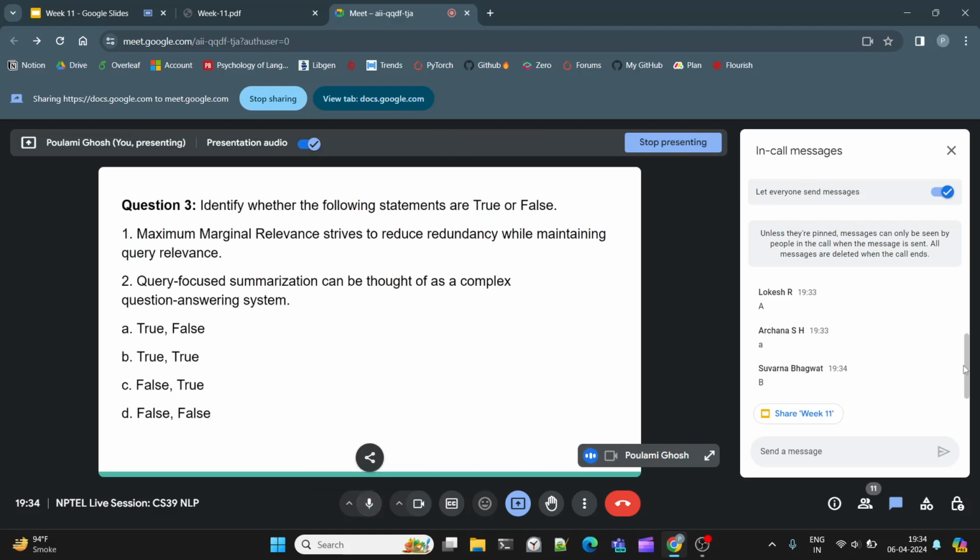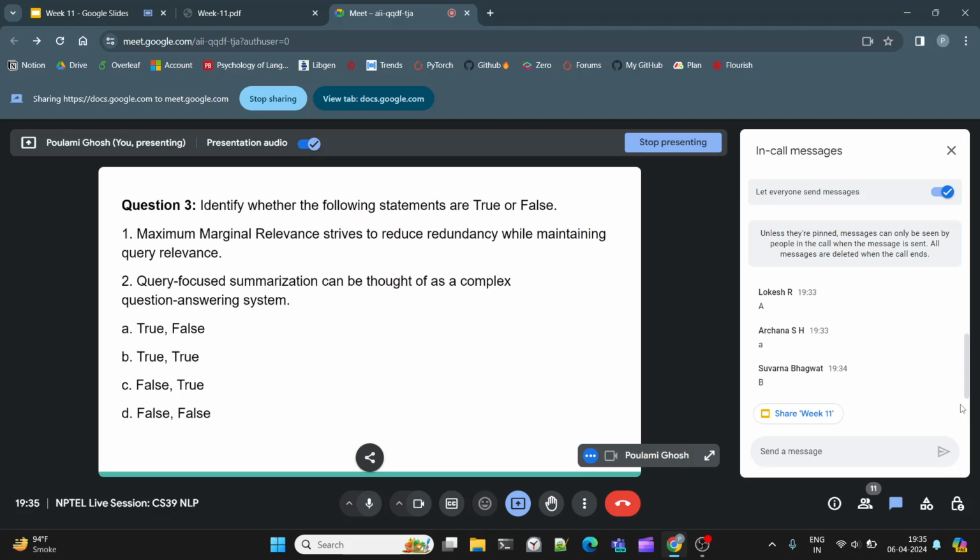Let's discuss. This time, a lot of you have attempted the question. So let's hear it from some of you. Madhur, Lokesh, Archana, Suvarna. Okay. Let's start with Lokesh this time. Would you like to comment on why you've answered A?